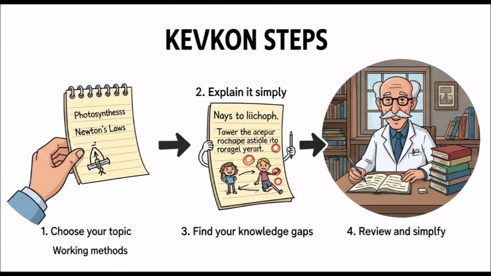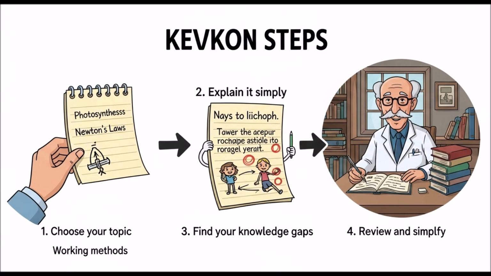The Feynman technique consists of 4 basic steps. Choose a topic. Decide on the topic you want to learn, for example, photosynthesis or Newton's laws of motion. Explain it in simple terms. Write or explain the topic as if you were explaining it to a 12-year-old. This helps your brain understand the information by simplifying it.